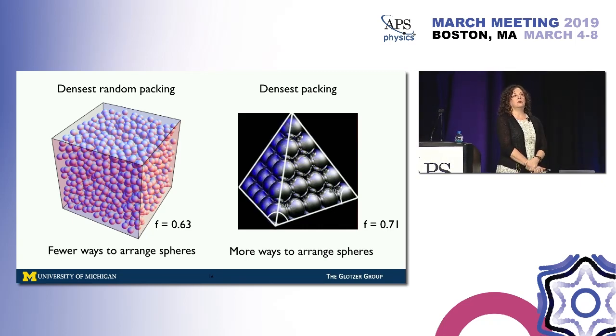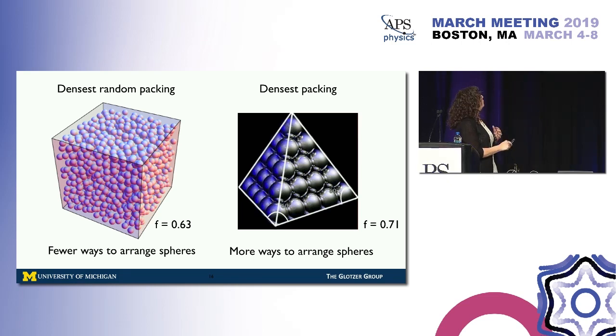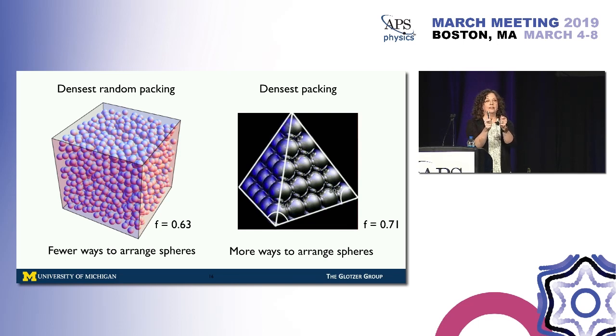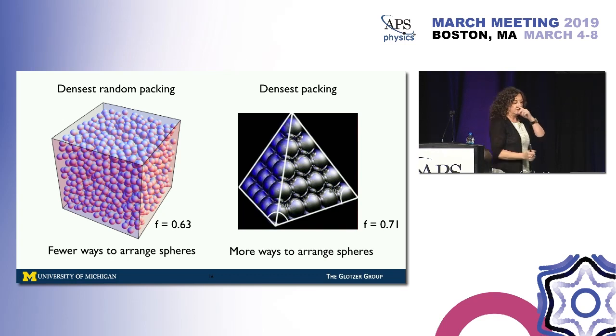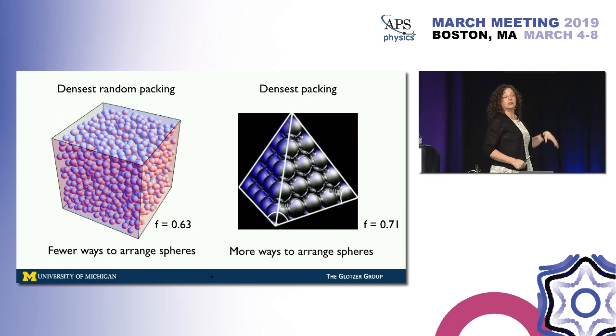But we know since the time of Kepler that the densest packing of spheres is actually 71.05%. And so how is that possible? That means that if you took this random arrangement of spheres and you organized them, you'd have more microstates available to you. This is because we're not talking, in this case, about densest packings. We're talking about where we're away from infinite pressure, away from densest packing, and the systems are still in equilibrium.